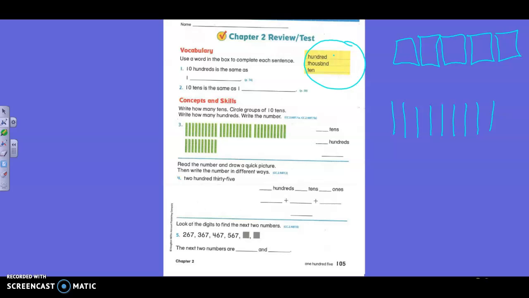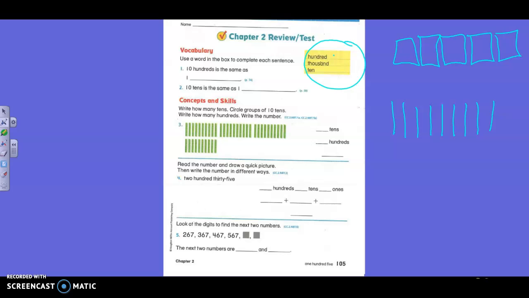Over here, number 3, write how many tens. So count all of them. Write how many they are. Then circle the groups of 10 to find out how many hundreds. And then write the total number down here. Okay? And then this one says, read the number and draw a quick picture. Then write the number in different ways. So you have to read this number, draw a picture of it, and then write it with hundreds, tens, and ones. Write it in expanded form, and then just write the number.